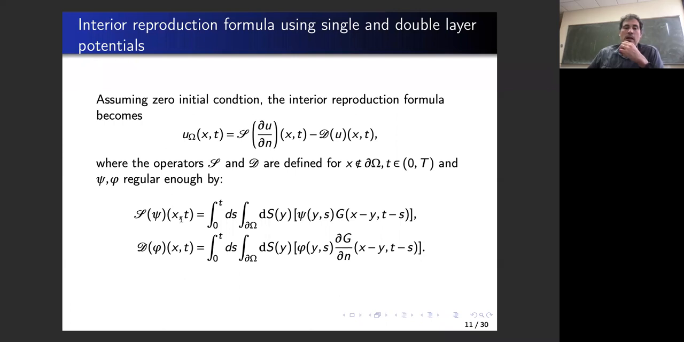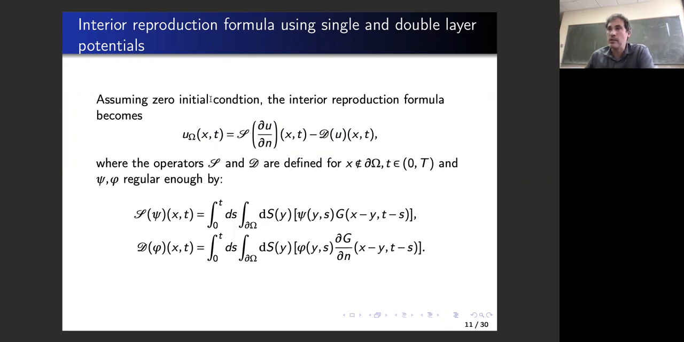So the single layer potential here just, again, integrates some weight in time and space on the boundary, the boundary cross time, times the Green's function. The double layer potential does the same thing times the normal derivative of the Green's function. And so that reproduction formula can be written in a more succinct way in this fashion. So I need to know what the normal derivative of the field is on the surface and what the field is at the surface in order to reproduce this field inside of omega.